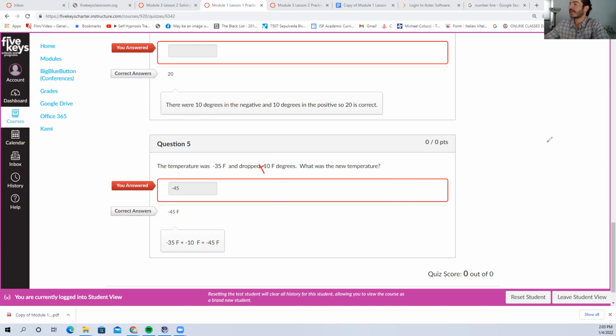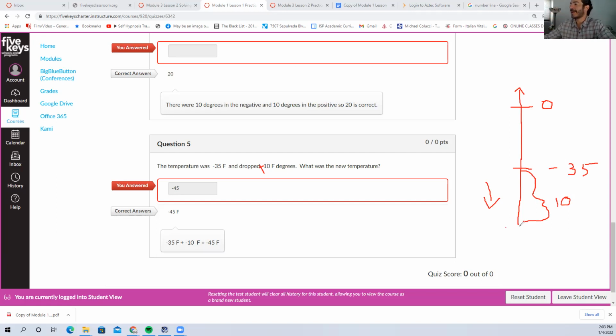So the temperature was -35 degrees. So I'm going to draw my little thermostat. If you notice, I'm putting 0 way up high here because we're dealing only in negative numbers. Here's 35. It dropped, meaning it went down a distance of 10 more. So what would that be? Well, 35, it dropped 36, 37, 38, 39, 40, 41, 42, 43, 44, 45.